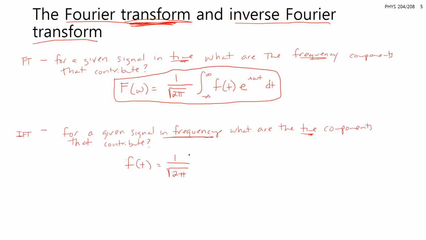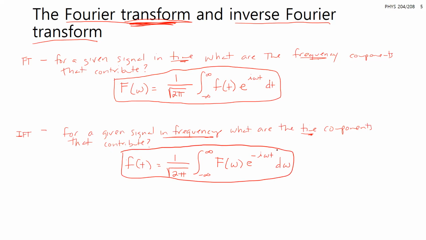1 over the square root of 2 pi, again integrating from -infinity to infinity, capital F omega times e^(-i omega t) d omega. So please note the differences with that positive or negative i in the exponent, that's an important thing to do. So these equations and this definition of Fourier transforms and inverse Fourier transforms are the mathematical description of how to go between conjugate variables.